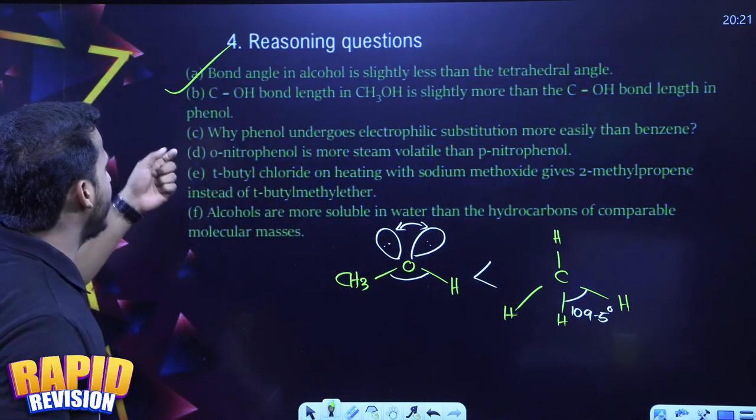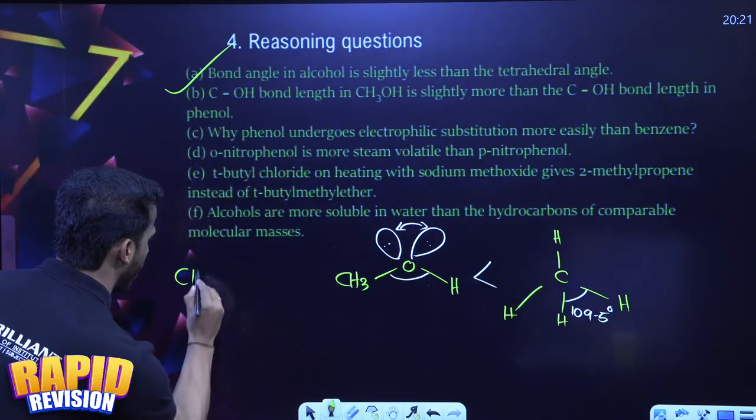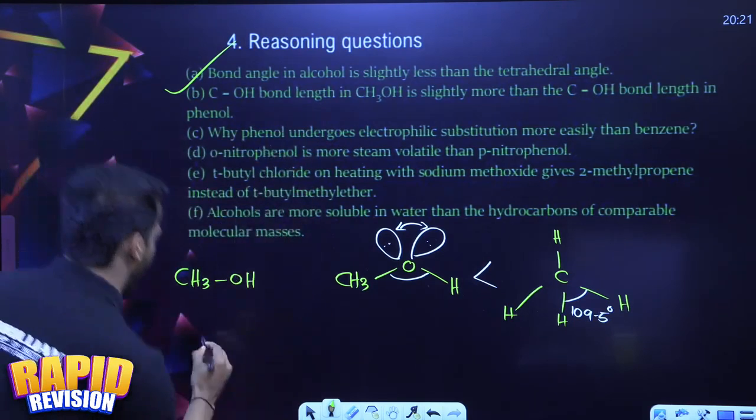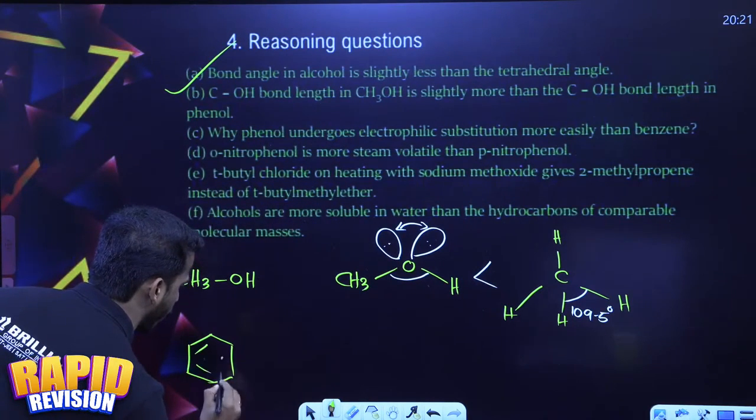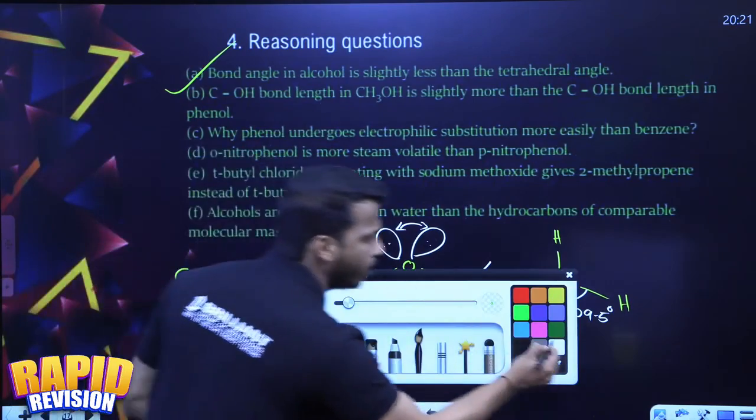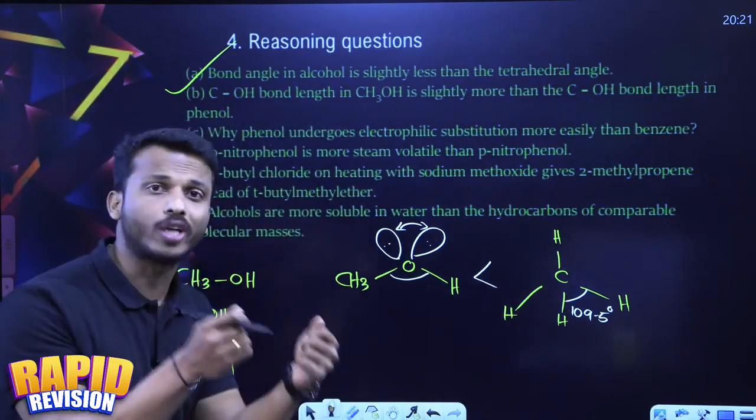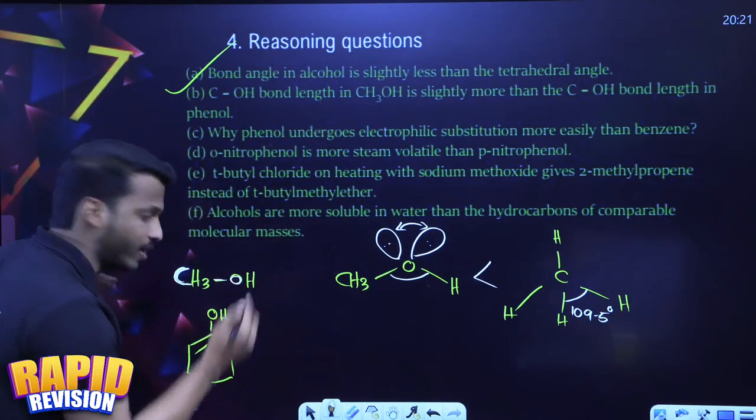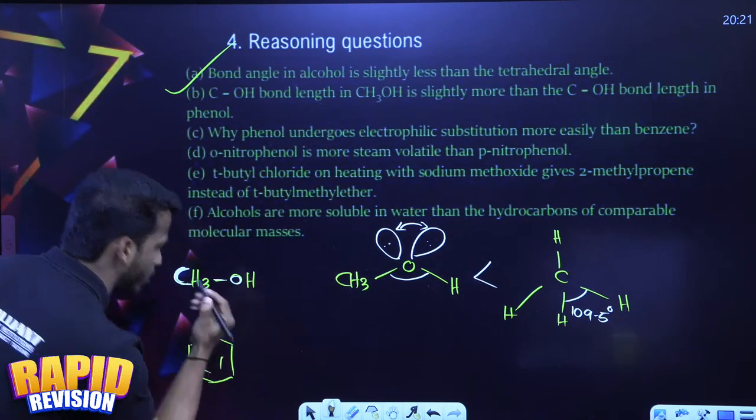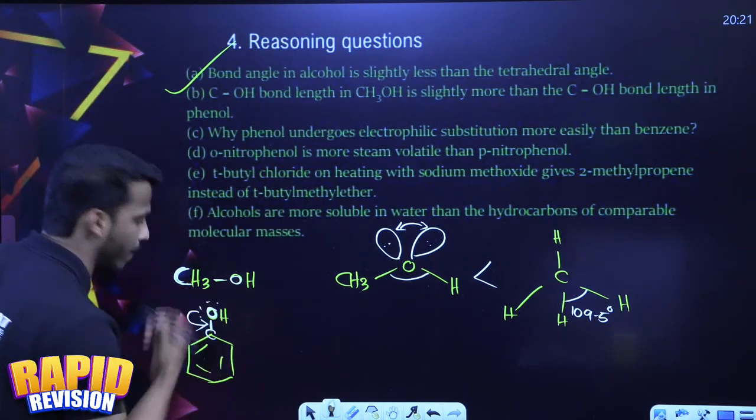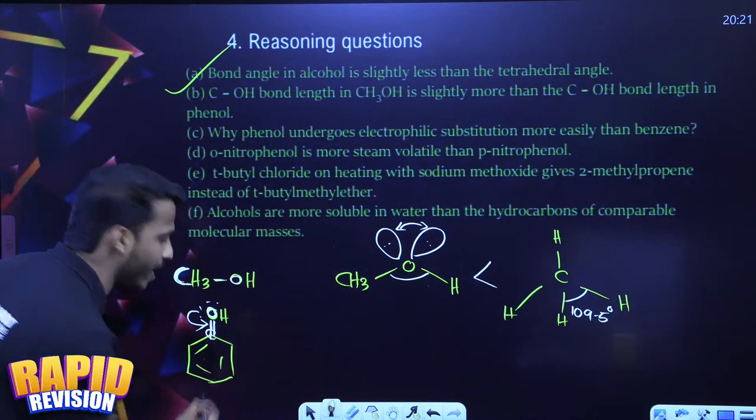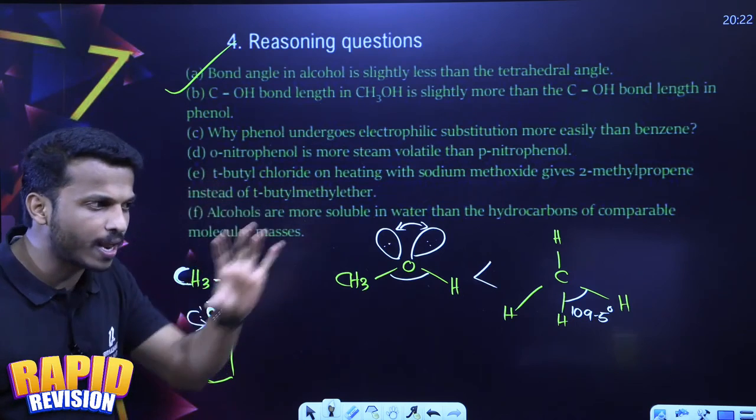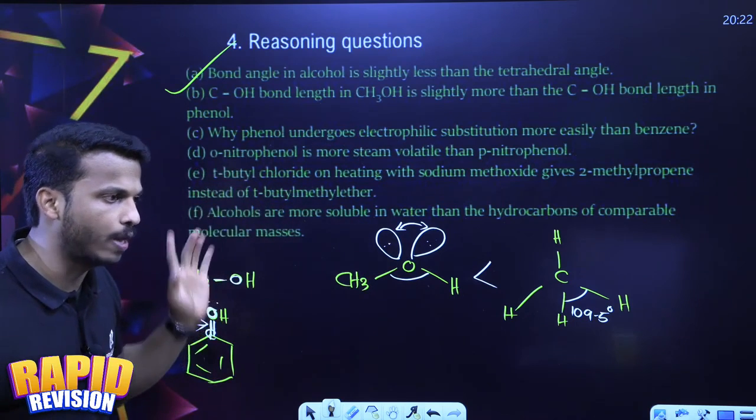Question B: why is the C-O bond length in methanol, CH3OH, slightly more than the C-O bond length in phenol? If they ask this type of question, please draw the structure and explain. Here resonance is possible. During resonance, carbon and oxygen carry a partial double bond. A double bond is shorter and stronger. So, explanation with the structure. Yes, exactly, we can explain with the help of the double bond.